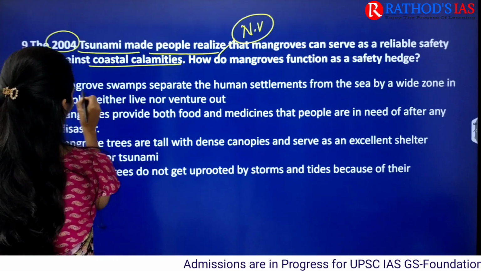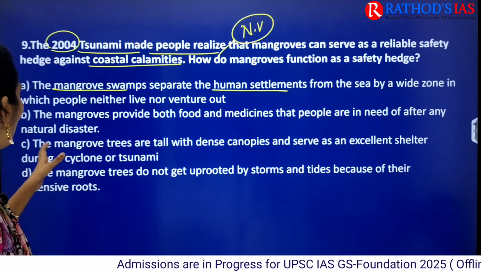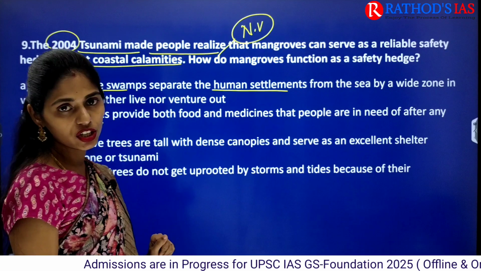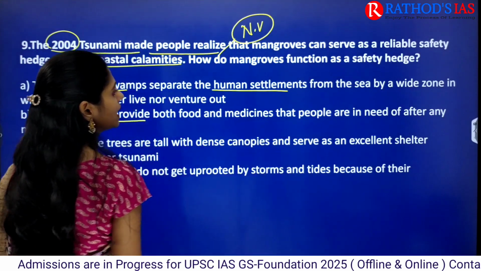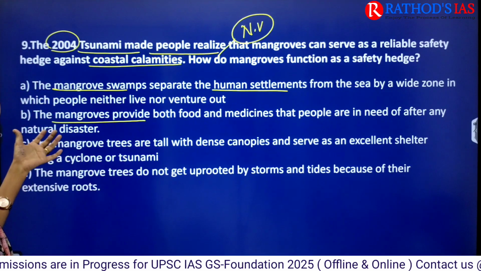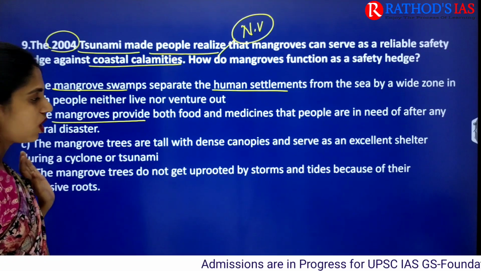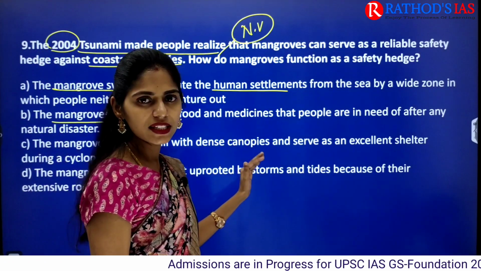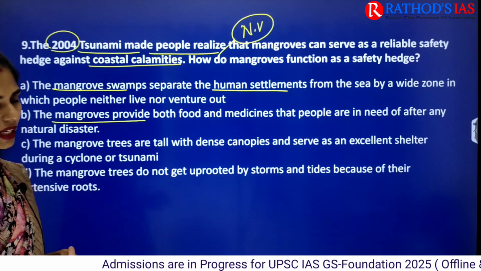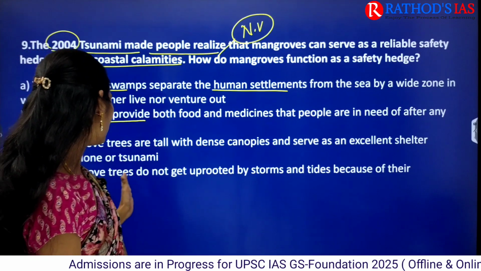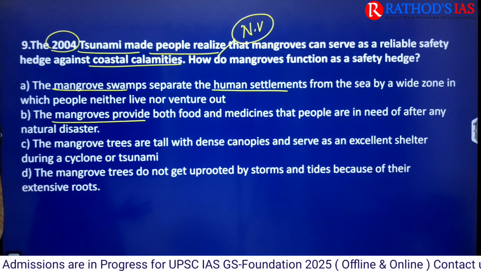Option A is mangrove swamps separate the human settlements from the sea by a wide zone in which people neither live nor venture out. And option B is mangroves provide both food and medicines that people are in need of after any natural disaster. Option C is mangrove trees are tall with dense canopies and serve as an excellent shelter during the cyclone or tsunami. And option D is mangrove trees do not uproot by the storms and tides because of their extensive roots.